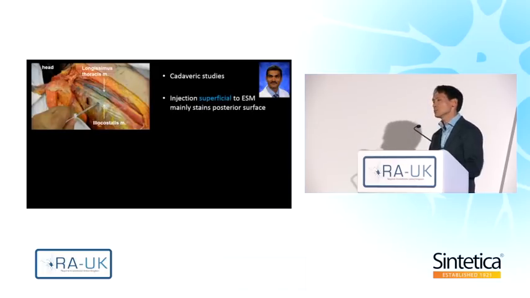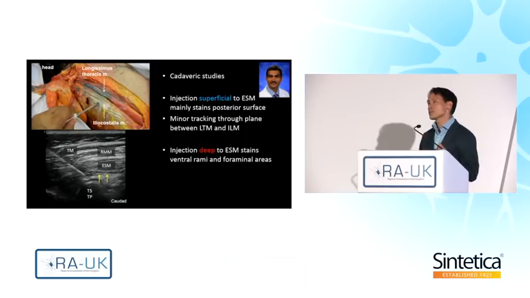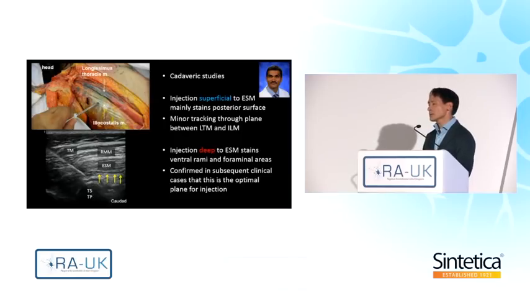And what we found was that when we were injecting superficial to the erector spinae muscle, like we did in that first case, it mainly stained the posterior surface of the muscle, as you might expect. There was perhaps a little bit of tracking through a plane that exists between the components of the erector spinae muscle, which are longissimus thoracis and iliocostalis. But really, it was when we performed the injection deep to the erector spinae that we got penetration that seemed to reach the neuroforaminal areas and stain the ventral rami. And in subsequent clinical cases that were done, we've confirmed since that this is the optimal plane for injection.